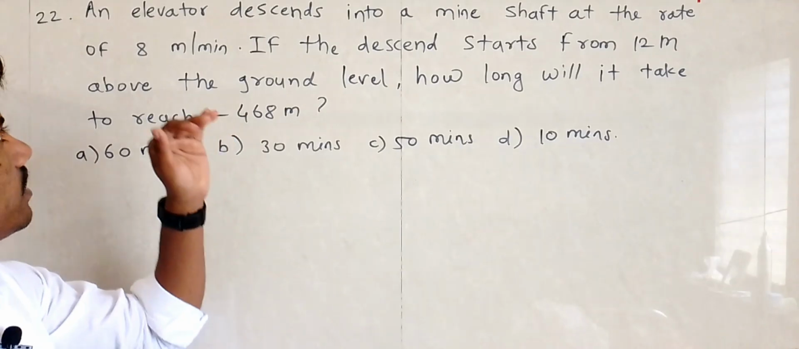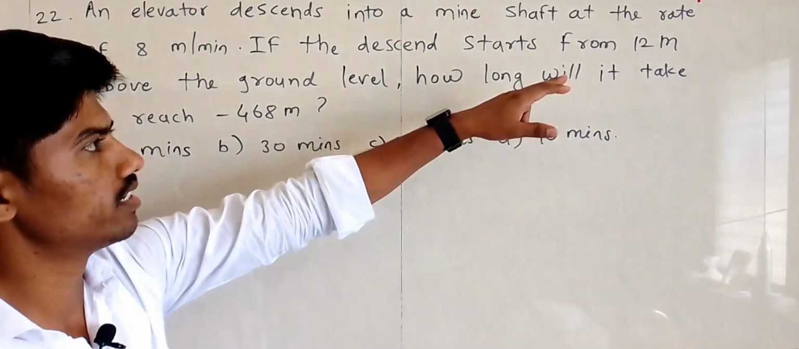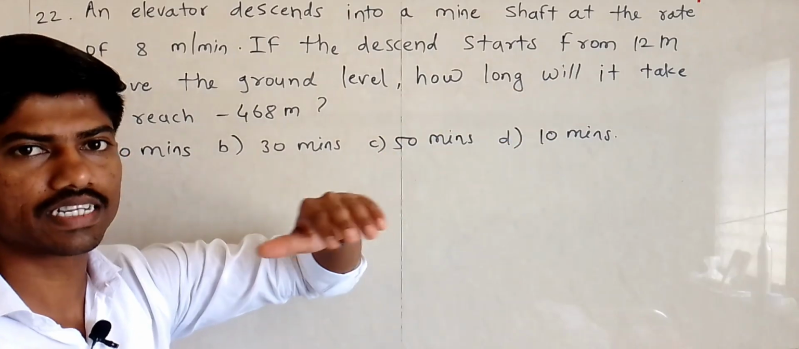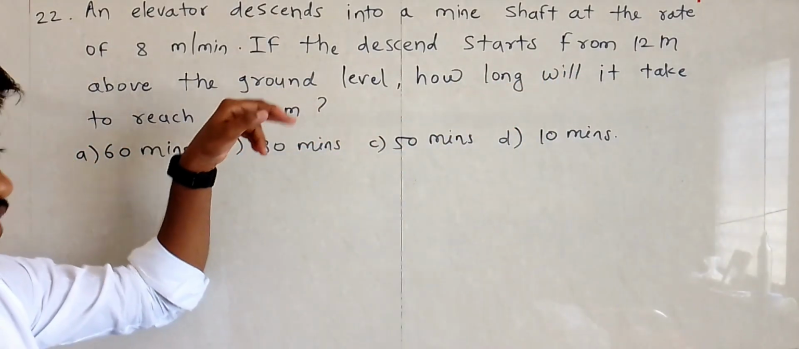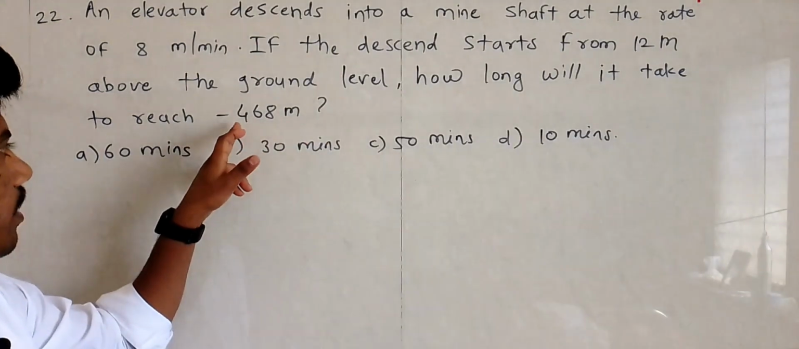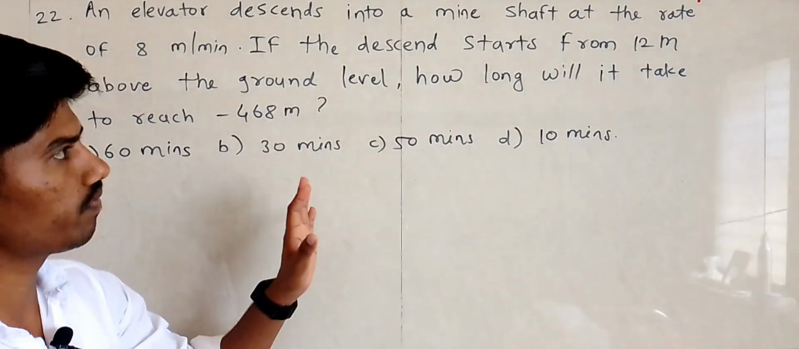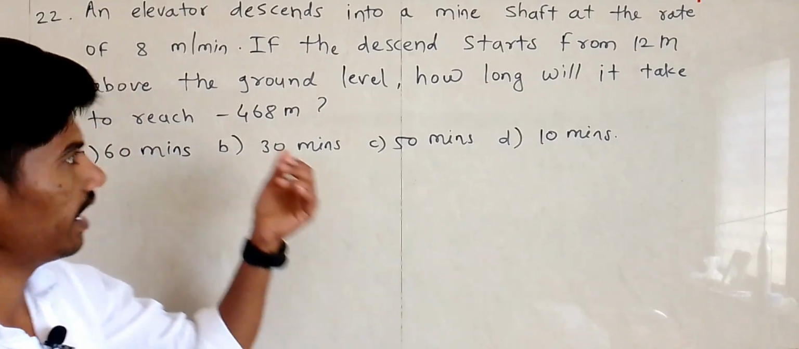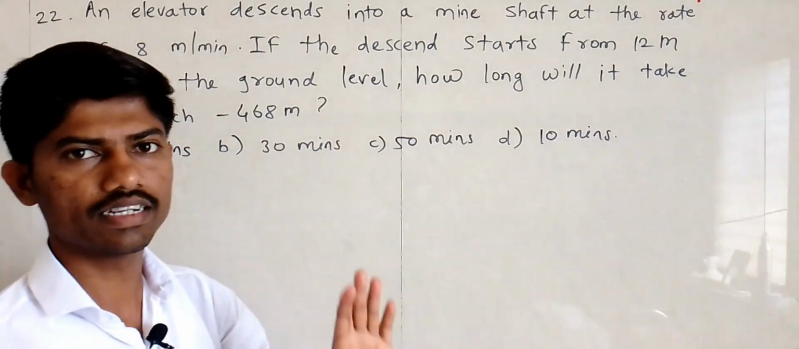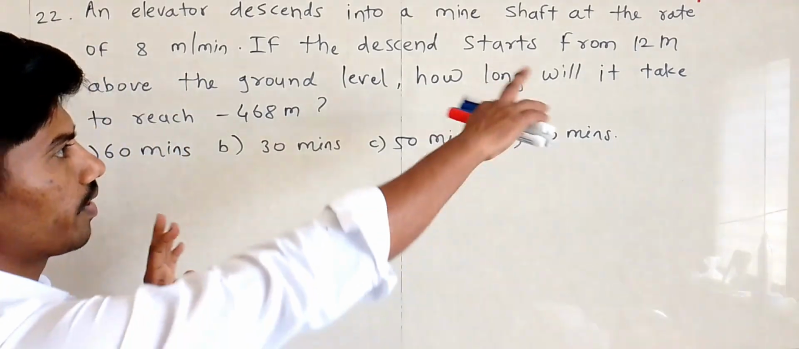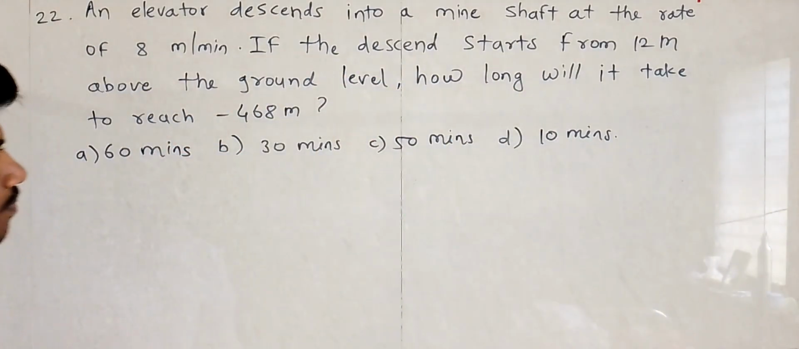Here the elevator is starting from above the ground, that is 12 meter. It means the lift is starting from 12 meter above the ground and it is going down to minus 468 meter. So we have to find how long it will take at the rate of 8 meter per minute. So we have to find the total number of minutes to reach from 12 meter above to minus 468. So it's a so simple one.